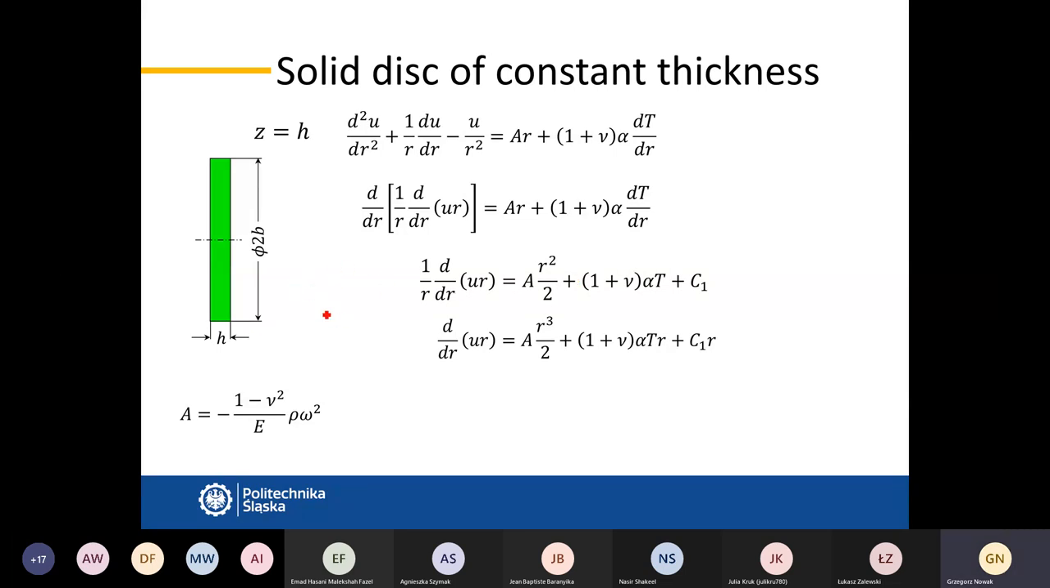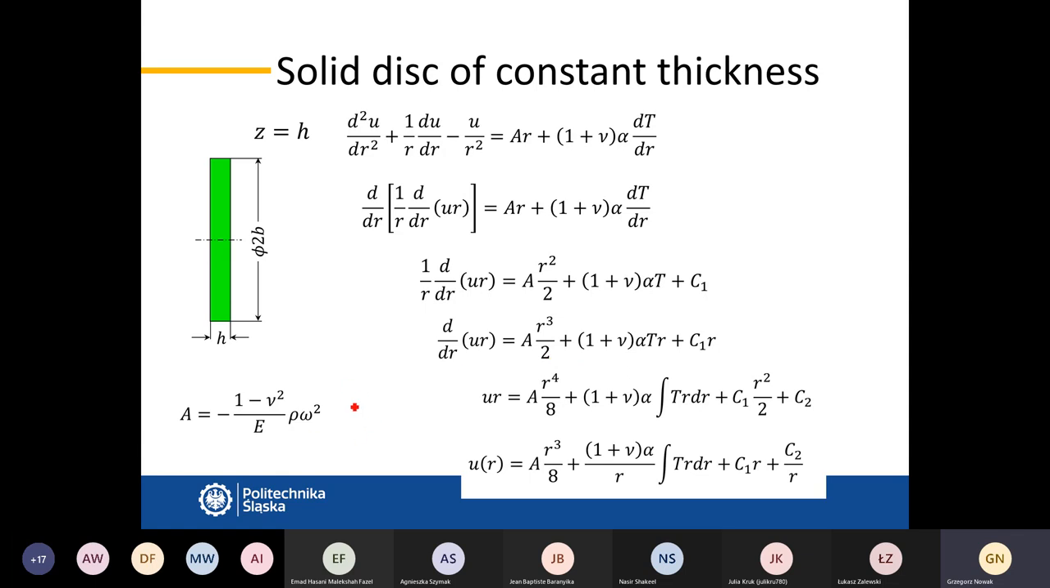We multiply it with r and provide the second integration, and we obtain from the second integration u times r. So what is here derivative, and on the right hand side we have r to the fourth power over 8 plus (1 plus nu) times alpha and integral of tr dr plus C1 squared plus C2. So we have two constants of integration. Before we can solve anything, we have to find this constant of integration, which we'll discuss in a moment.